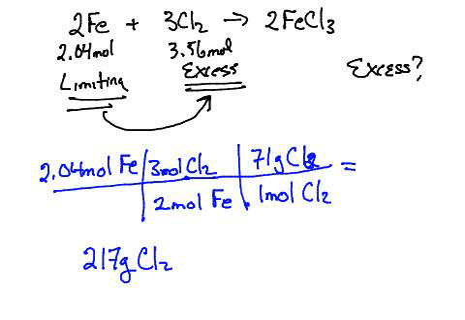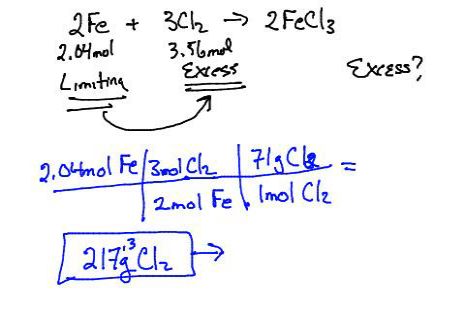217 grams of chlorine. Now, what does that number represent? Actually, Mr. Bergen, let's have an extra digit in there. Can we call it 217.3? Okay, thank you. And that would be the amount of grams that reacted. That's how much got used up with the iron.